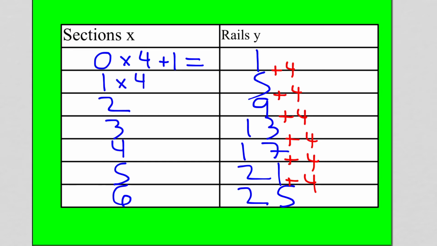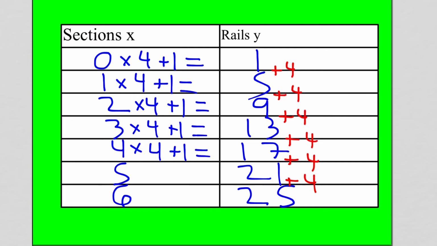1 times 4 is 4, plus 1 equals 5 rails. 2 times 4 is 8, plus 1 equals 9 rails. 3 times 4 is 12, plus 1 equals 13 rails. 4 times 4 is 16, plus 1 is 17 rails. 5 times 4 is 20, plus 1 is 21 rails. And 6 times 4 is 24, plus 1 is 25 rails. That's our algebraic pattern. That tells us what we do to the sections to get the rails.